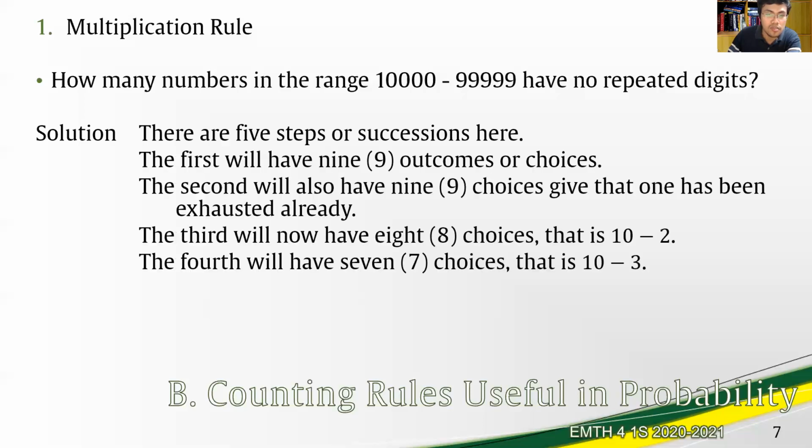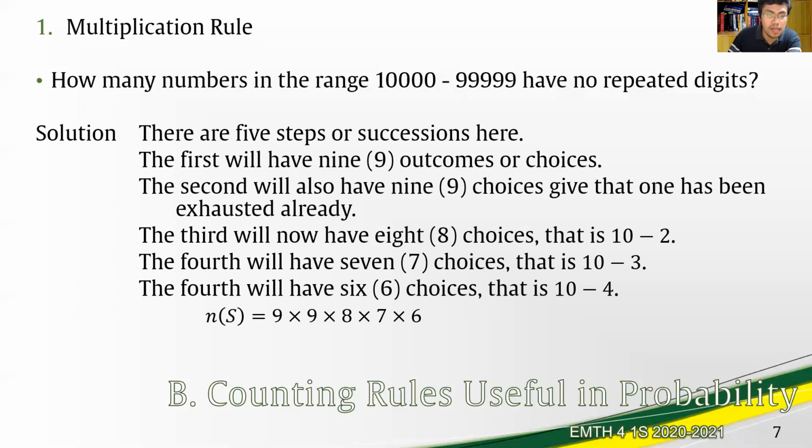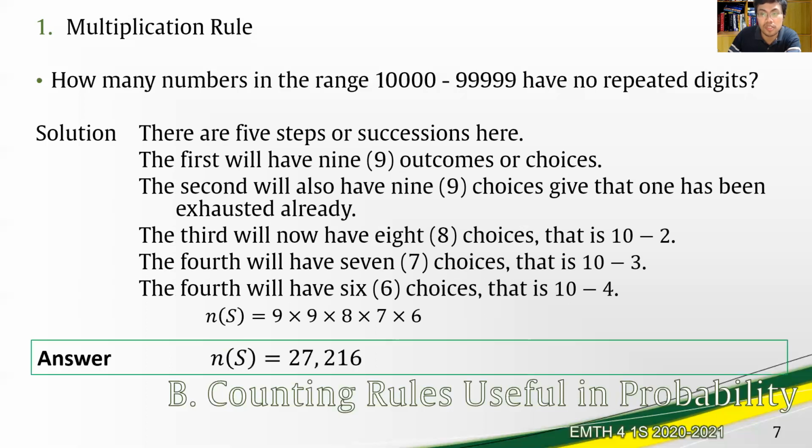Which is what? 9 times 9 times 8 times 7 times 6, which will be 27,216. Why? Because there's no repetition of digits.